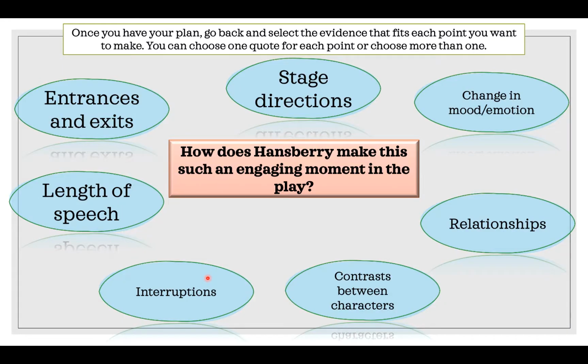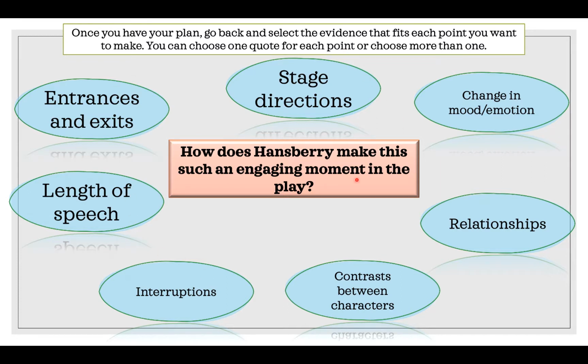Okay, so let's remind ourselves of the plan that we ended with last lesson. This plan came out of all of the different things that I'd highlighted throughout the extract, and all I did is make a quick note of everything that I noticed.